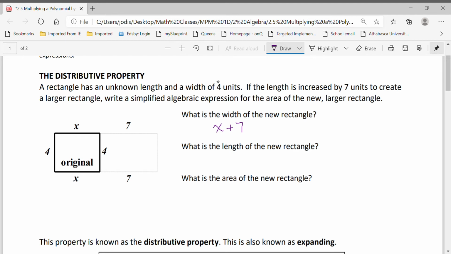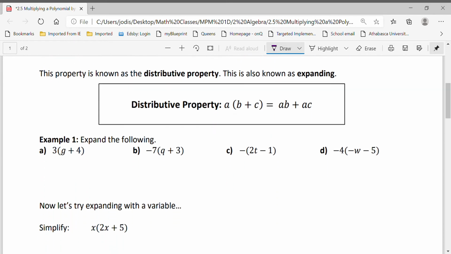The width of our new rectangle, well, they didn't say anything about changing that, so in this case it would just stay 4. And then the area of the new rectangle, well, normally area is length times width, so the width was 4, and the length is x plus 7, so the area is 4 times x plus 7. So how could we simplify that further? That's going to be known as our distributive property. We also call it expanding.